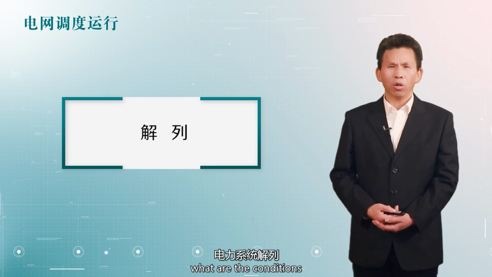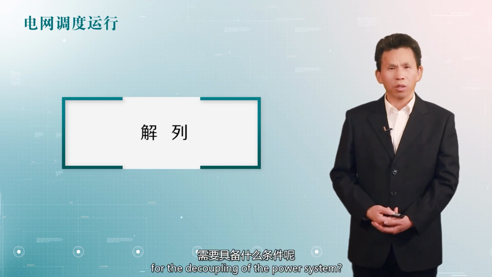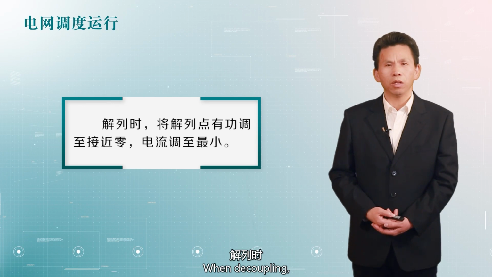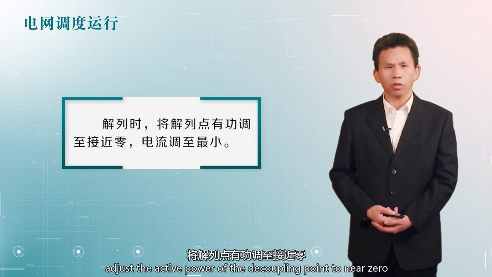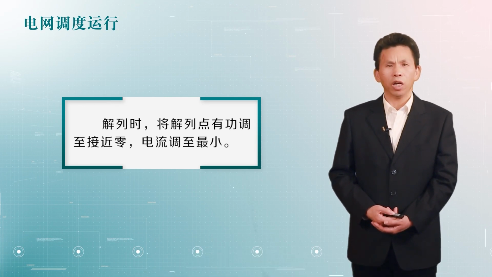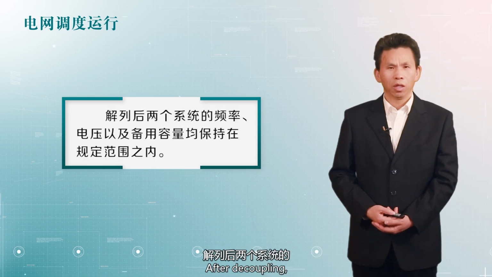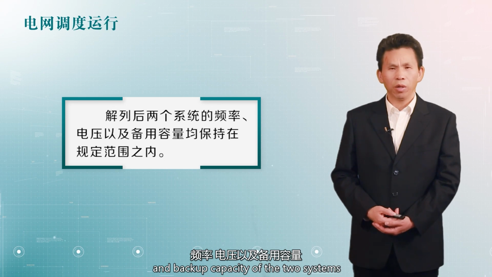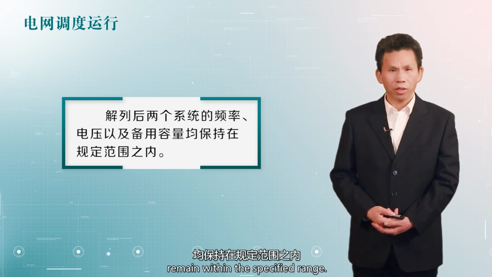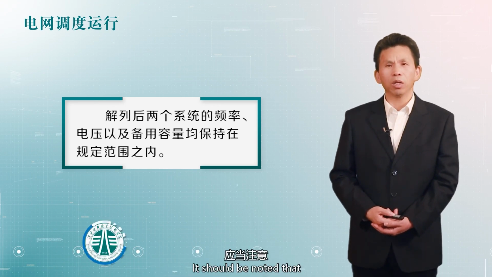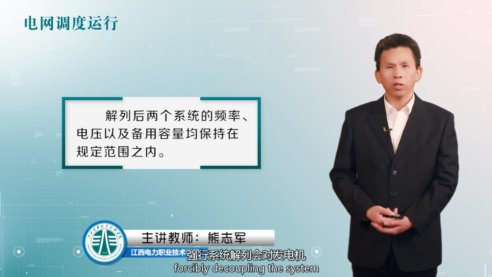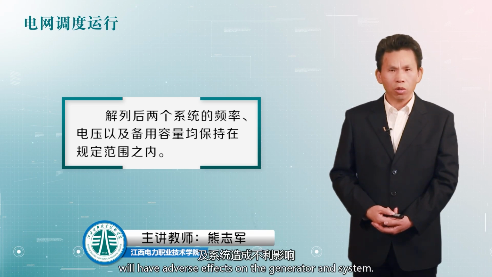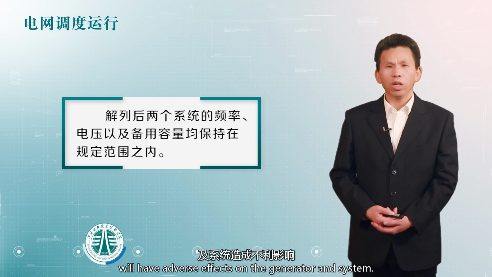So, what are the conditions for the decoupling of the power system? When decoupling, adjust the active power of the decoupling point to near zero, and the current to the minimum. After decoupling, the frequency, voltage, and backup capacity of the two systems remain within the specified range. It should be noted that forcibly decoupling the system will have adverse effects on the generator and system.